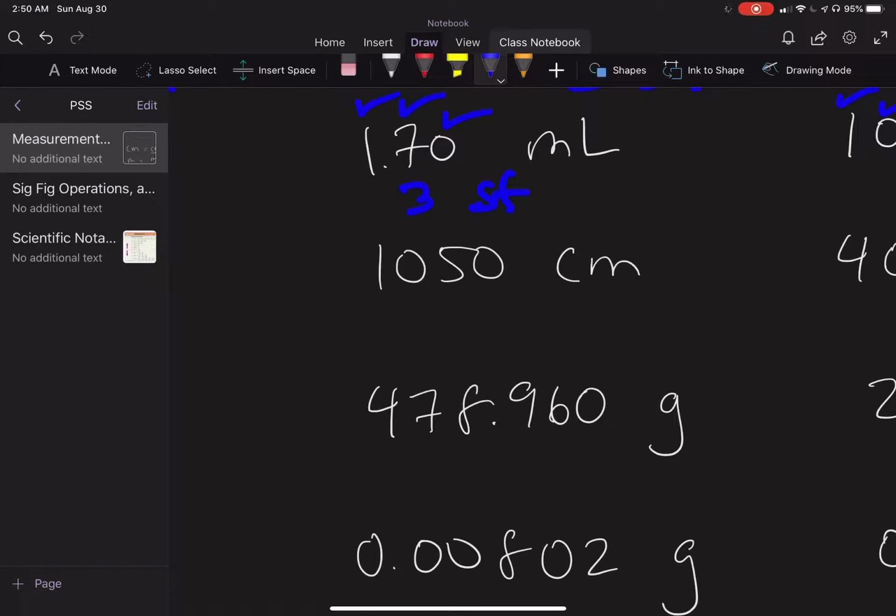Next one, 1,050. So the 1 counts, this sandwiched 0 counts, the 5 counts, but this 0 on the end does not count. So this is 3 sig figs.